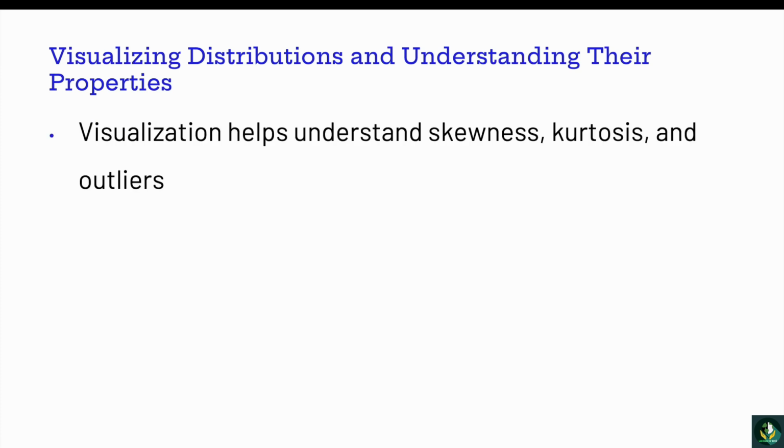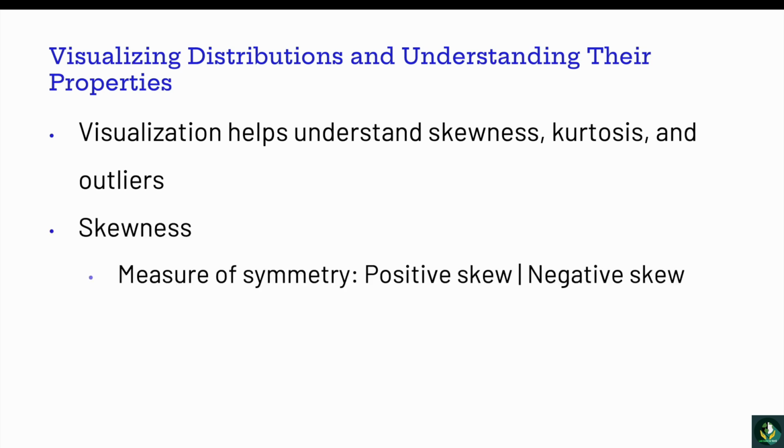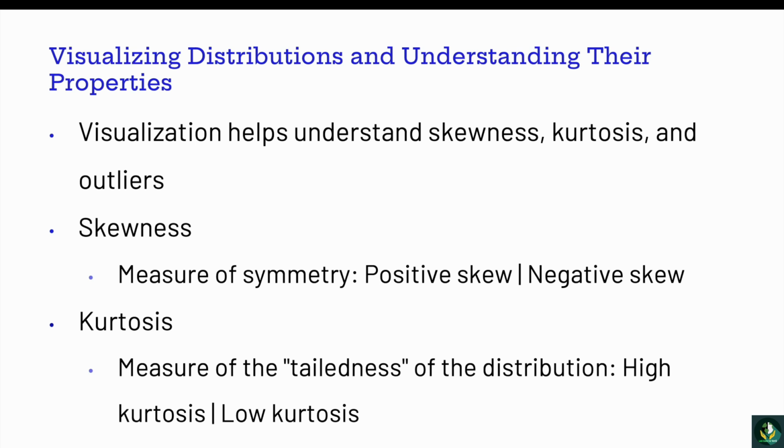Let's look at visualizing distributions and understanding their properties. Visualization helps understand skewness, kurtosis, and outliers. Skewness is the measure of symmetry. There's positive skew or negative skew. Positive skew is a tail on the right, and negative skew is a tail on the left. Kurtosis, on the other hand, is a measure of tailedness of the distribution. It has high kurtosis or low kurtosis. High kurtosis means more outliers, and low kurtosis symbolizes fewer outliers.